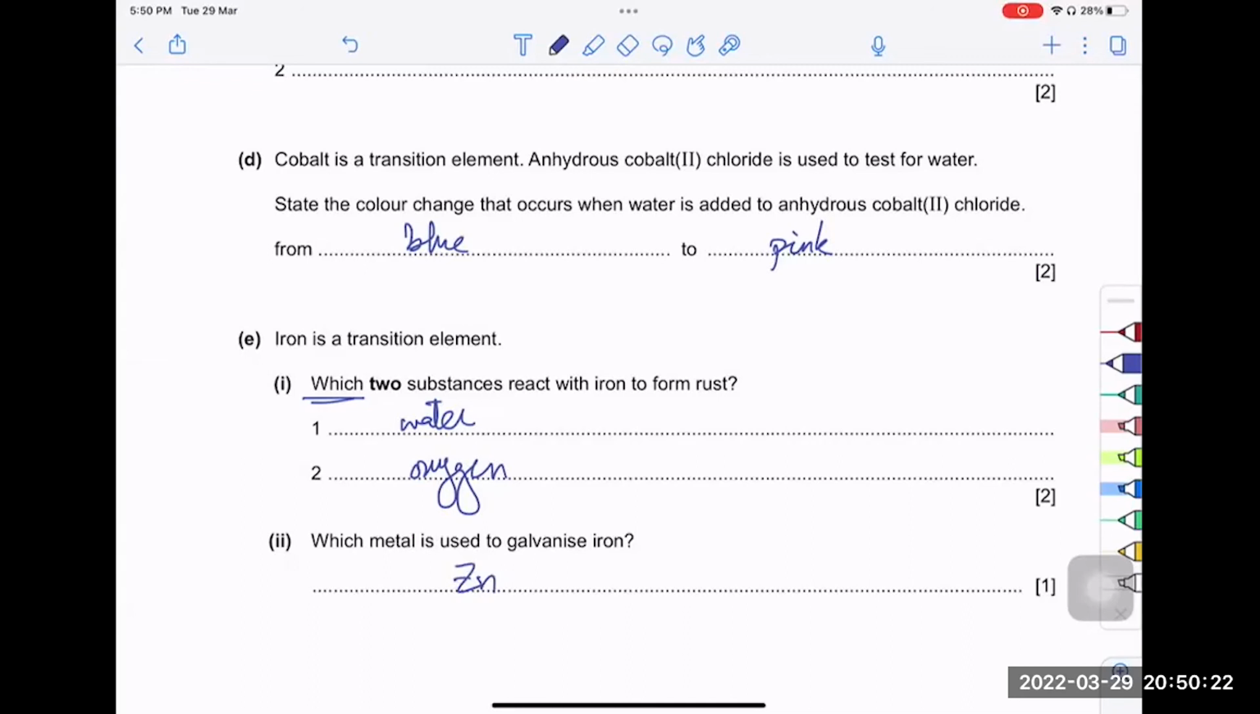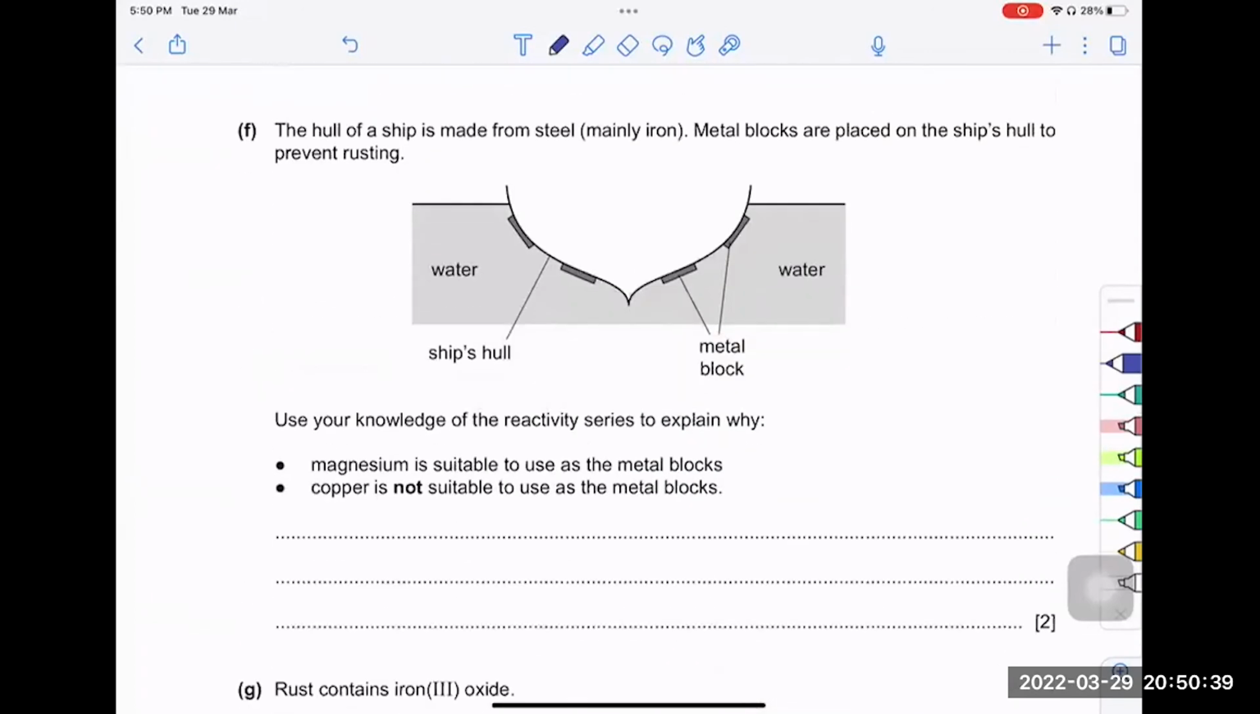We studied this in the electrolysis chapter. So this is not electrolysis, this is sacrificial protection. Redox and electrolysis is where this is mentioned. So instead of plating, we just... no, this is plating. This is a layer of zinc that is on top of iron.